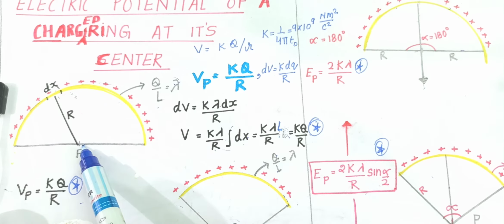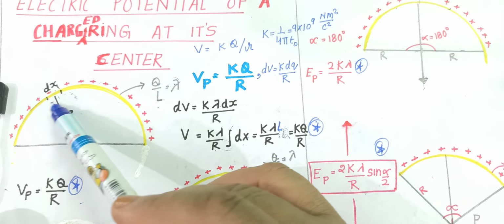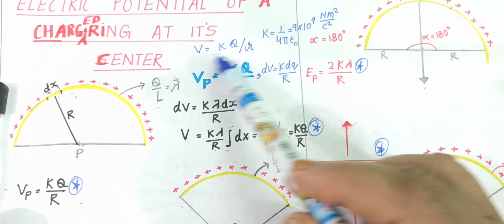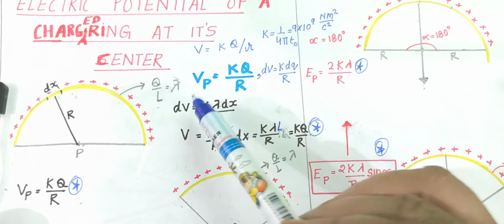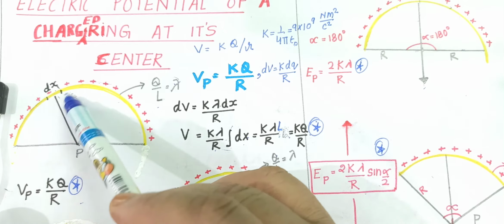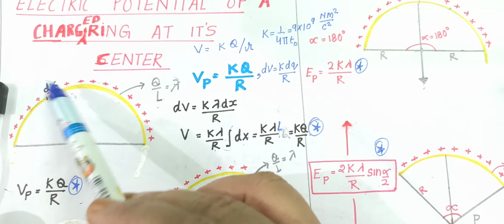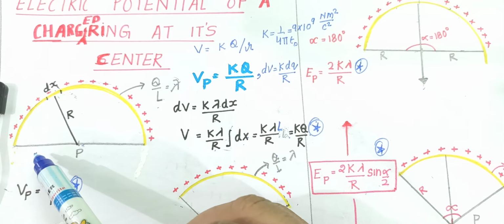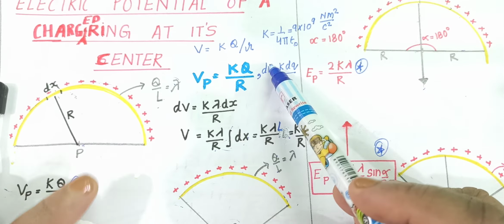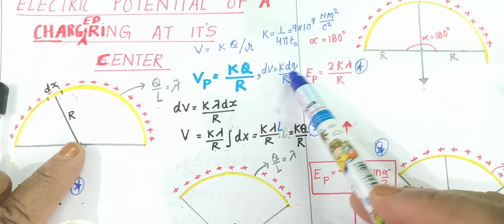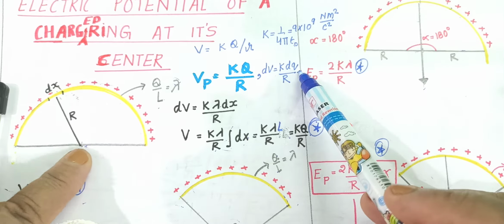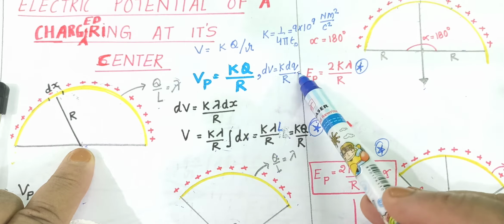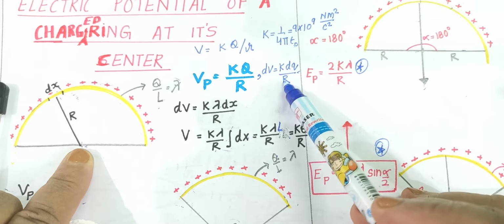ring at point P. So let me take a small element of charge, because for us the potential of the point charge is kq upon r. So we take the element of the charged ring so that we can consider it as an element charge, a point charge. Due to this element, potential at point P will be K, charge of this element upon distance of this element from the point P, which will be dq, and the charge will be dq and the distance will be the radius of the semicircular ring.